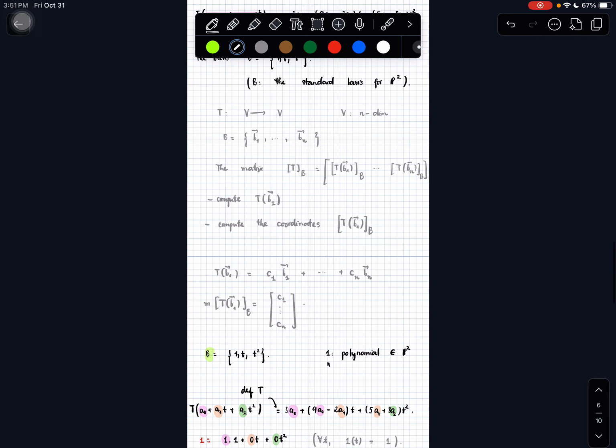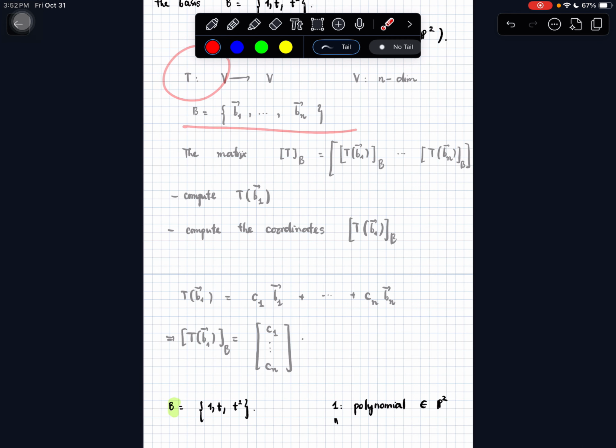So recall, for any other question, if they give us a transformation and a basis for V, we compute the matrix: compute the image of each vector in the basis, compute the coordinates of each image, and put them in the columns.